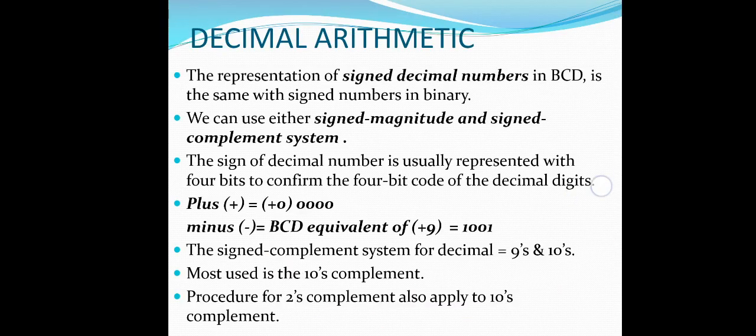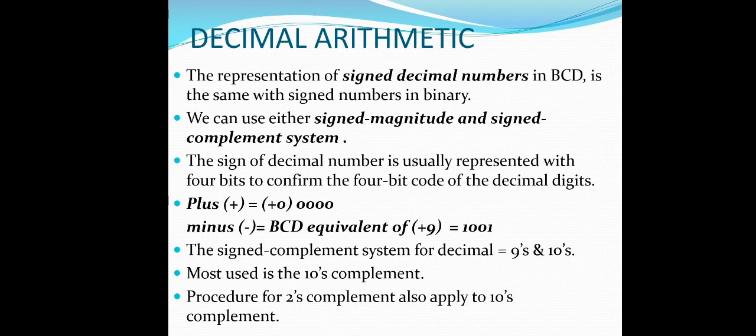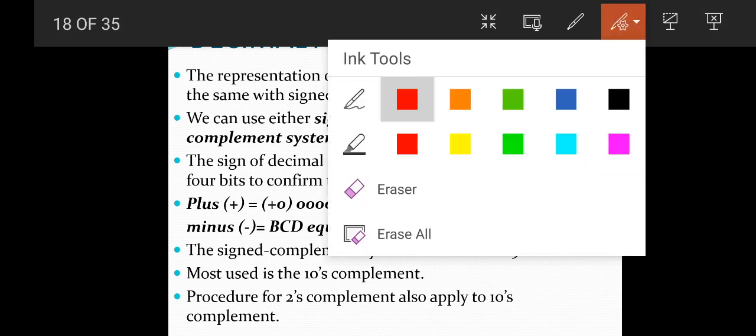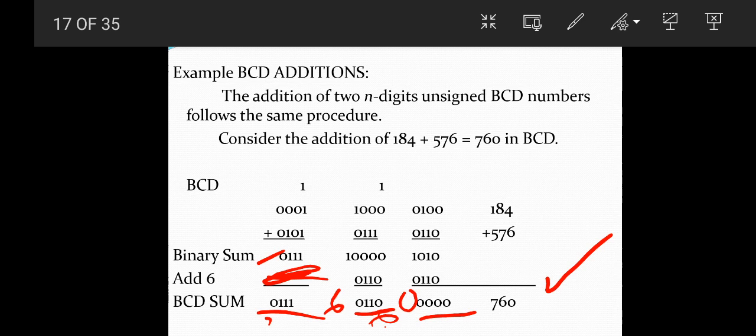Another example. There is no more example. So how about if you're going to add BCD code using negative numbers? Using negative numbers.